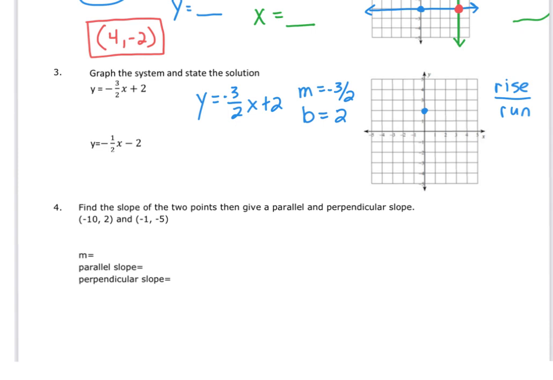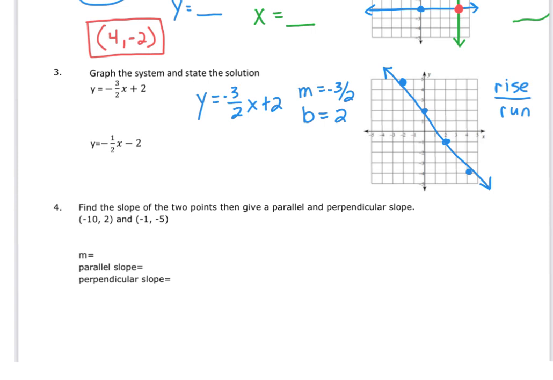Again, I'm having problems with this crazy pen. But let's go down 3 over 2, right? 1, 2, 3 over 2. Down 3 over 2. I can go up 3 to the left 2. Okay, so this right here, not drawn perfectly, but something like that, is the line for the equation y equals -3/2 x plus 2.